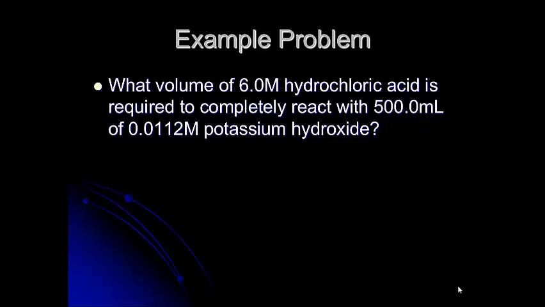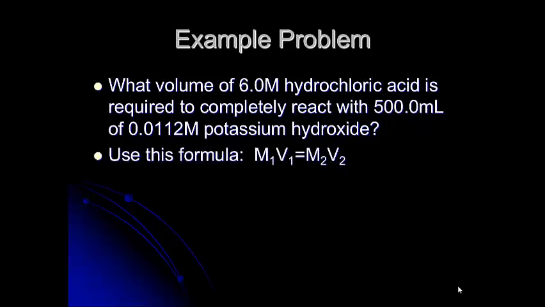In this problem, I'm being asked to find what volume of 6 molar hydrochloric acid is required to completely react with 500 milliliters of 0.0112 molar potassium hydroxide. So the good news is this problem kind of looks like the ones that we saw in the mole unit, where we have 2 molarities and a volume in the problem. And if you can recall, there's a formula for that on the formulas page of your reference table. It's M1V1 equals M2V2. And this works when we have a monoprotic acid, remember an acid that only has one hydrogen, and a hydroxide. So let's take a look at how to use that in this problem.